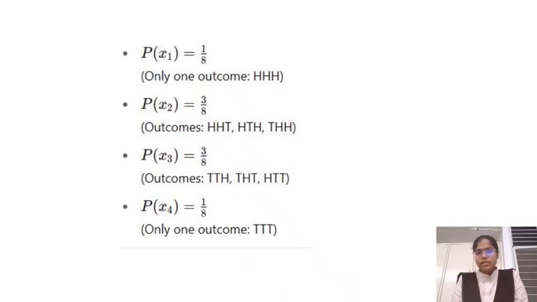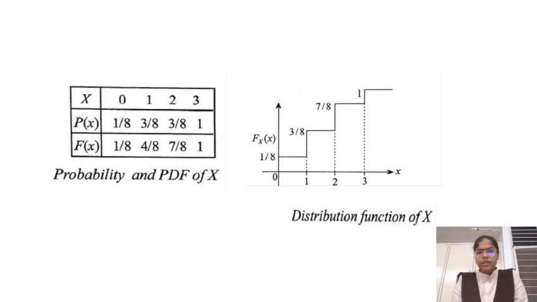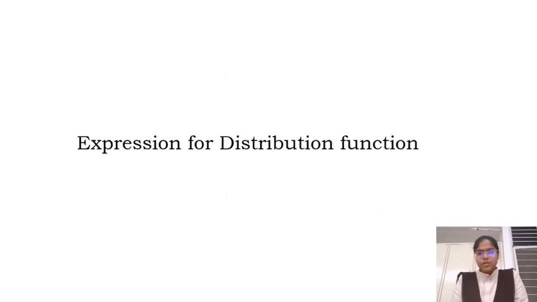These are 3 tails. The probability distribution function can be calculated as F_X(x1) equals P of capital X less than or equal to small x1. By using this formula, we can calculate the distribution function. Here x is the random variable, p of x is the probability density, and F of x is the distribution function. By using the given values, we can plot the values in a graph, and the distribution function graph can be shown like this. Expression for distribution function.